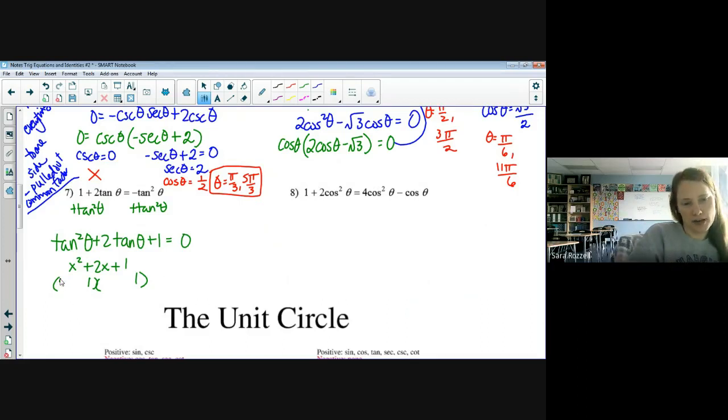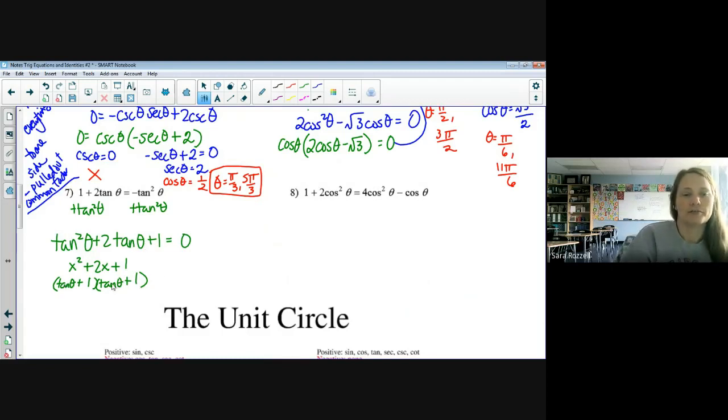Tangent. So I'm just going to write tangent instead. I do that just so my brain can see that this problem is written the same way as problems I've done before. So you can factor it just like before.